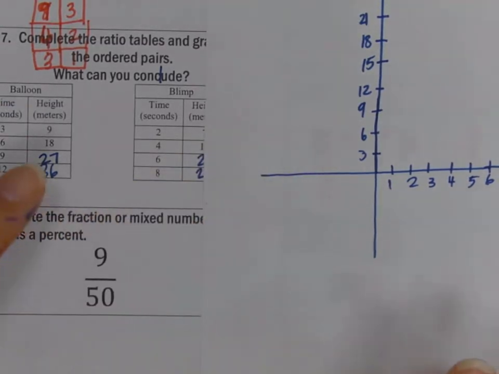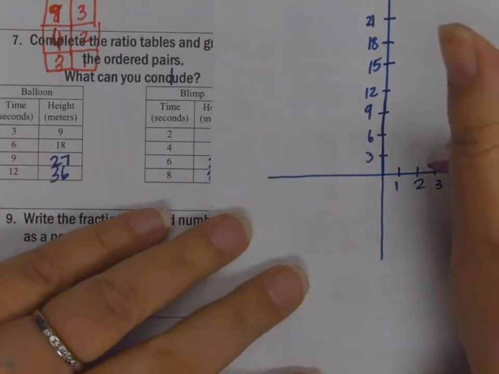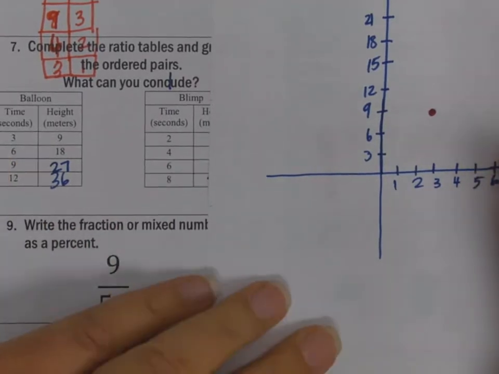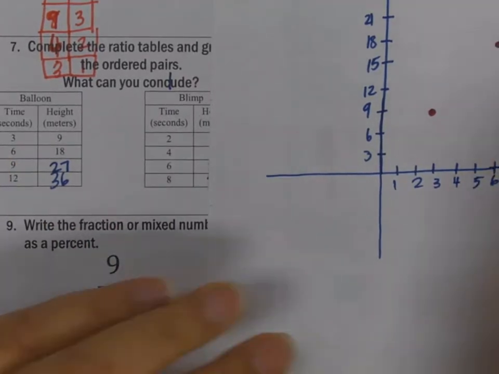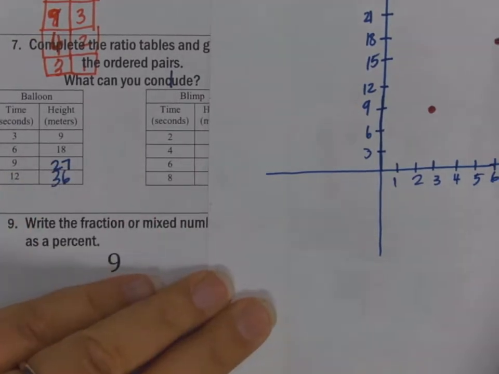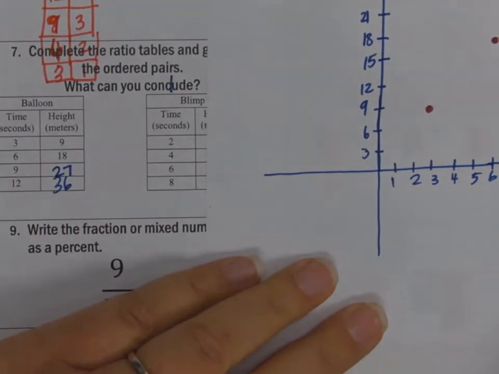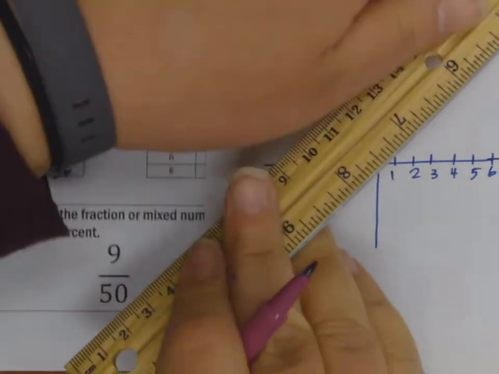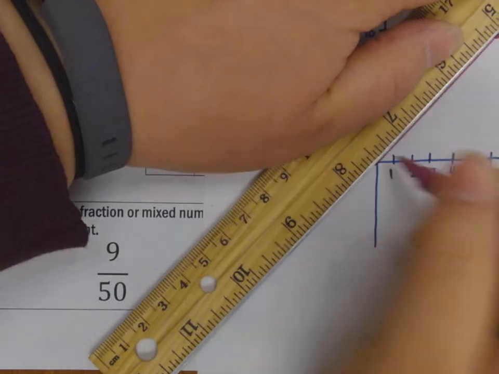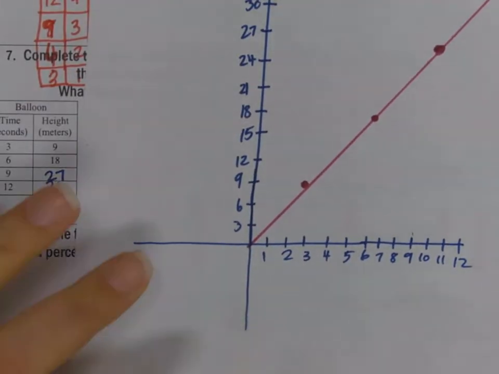Okay, so now for the balloon, I'm going to do it in pink. I go over 3 and up 9. Then over 6 and up 18. Over 9, up 27. Remember, those are ordered pairs. And the last one is over 12 and up 36, so that's in the corner. Now I connect that, make a line. My dots are not perfect, but we will make it work. Make the dots a little bigger so it all goes nicely.